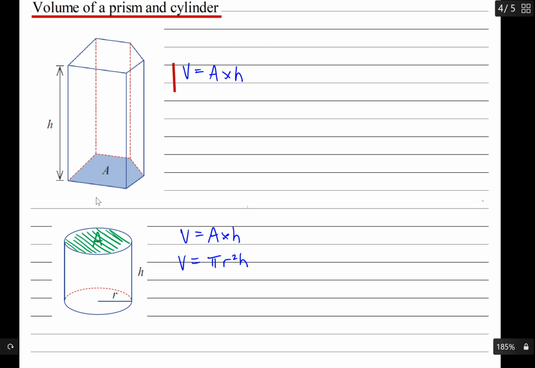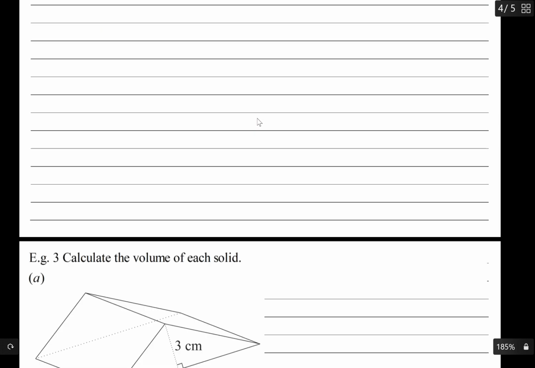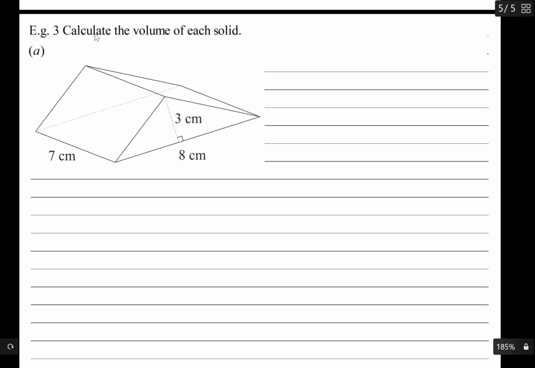All right, so when it comes to finding volumes, these are the 2 things we're going to be looking at. For now anyway. It's going to get a little bit more complicated later on, but for prisms and cylinders, these are the ones we want. So I've got 2 examples here. Calculate the volume of each solid.